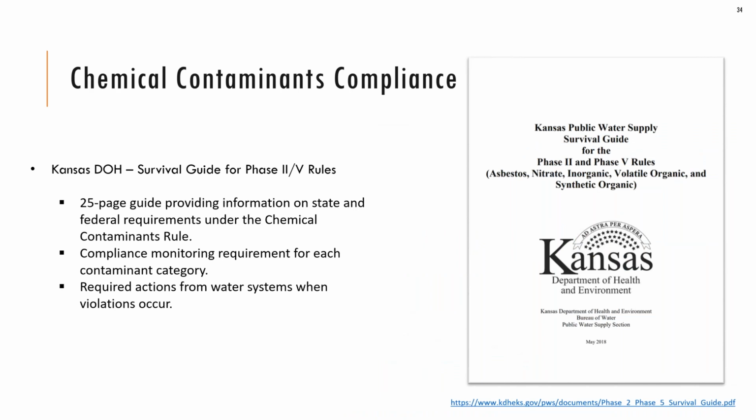Kansas Department of Health and Environment also has a guidance manual titled The Survival Guide for the Phase 2 and 5 Rules. This 25-page reference guide provides excellent information on the federal requirements of the chemical contaminants rule, compliance monitoring requirements, how to determine if a system is in violation, as well as required actions for each violation in a very concise and easy to navigate format. So this is definitely a great guidance manual to keep in hand to understand the requirements for each contaminant group.